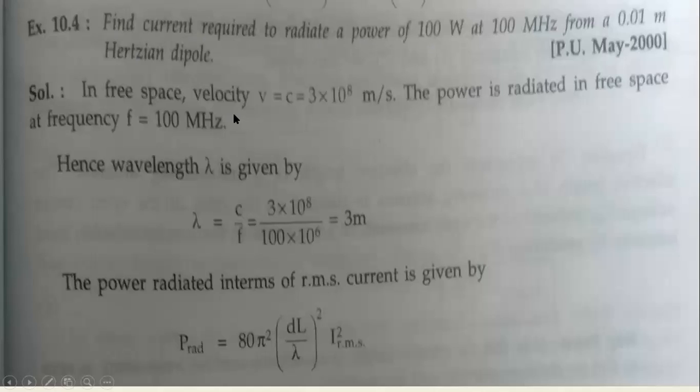We are interested here in calculating the current. What is given? The radiated power is 100 watt, with a frequency of 100 megahertz, and the dimension, or the element length, is 0.01 meter.